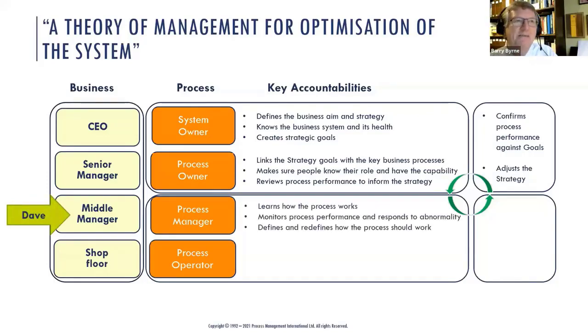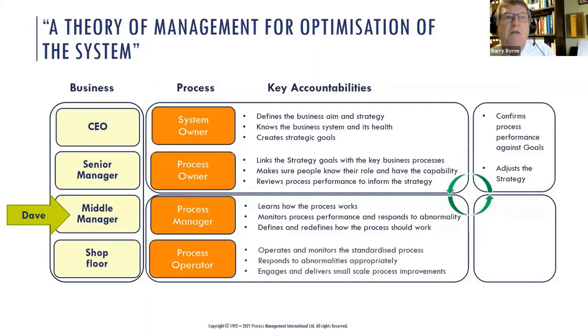So what is it that Dave then should be doing? Well, Dave, in this new world of daily process management, the requirements of him would be to learn how the process works, monitor process performance, and respond appropriately to abnormality if and when it arises. And also, within that, is to define and redefine how the process should work, in other words, to the best known way. Now, Dave could also empower his own people, those who operated the processes, team leaders, supervisors, and operators, so that they operate and monitor the standardized process, respond to abnormalities appropriately, and they would engage and deliver small-scale process improvements, not as a project, but just in the everyday, the recognition of small-scale incremental improvement.